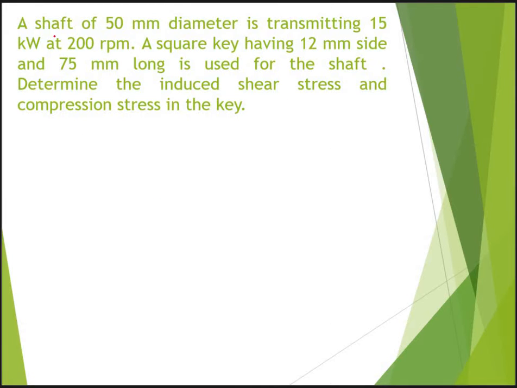So this is the problem. A shaft of 50 mm diameter is transmitting 15 kilowatt at 200 rpm. A square key having 12 mm side and 75 mm long is used for the shaft. Determine the induced shear stress and compression stress in the key. So first we are noting the given parameters. Diameter of the shaft is given.